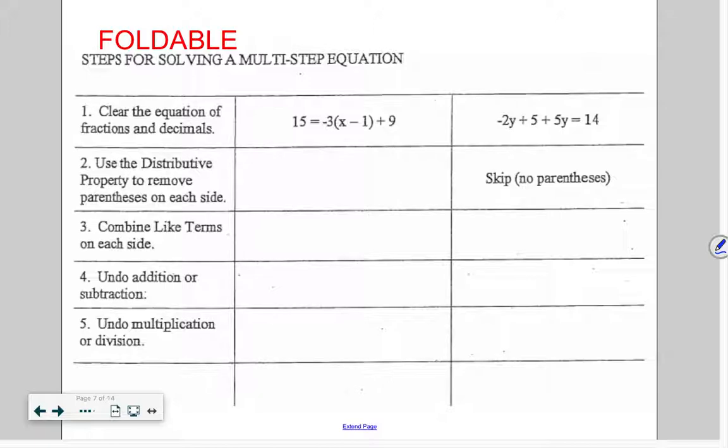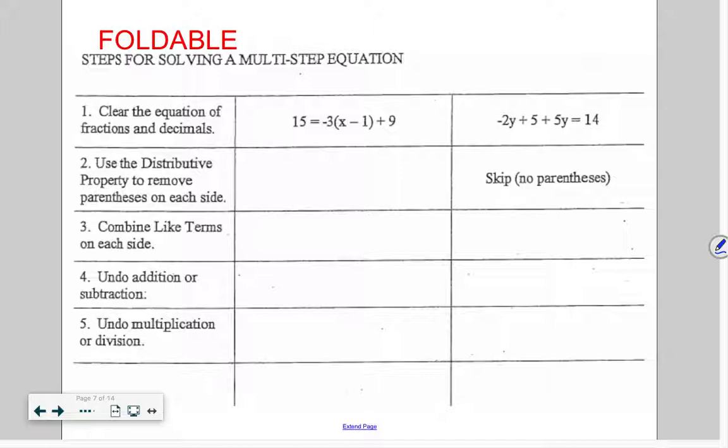Steps for solving multi-step equations. 1. Clear the equation of fractions and decimals. Most of you hate fractions and decimals anyway, right? So if you can clear the fraction or the decimal out of the equation, you'll be allowed to deal with whole numbers and you don't even have to worry about those fractions being in there. Okay? So we'll spend a couple of days working on that.